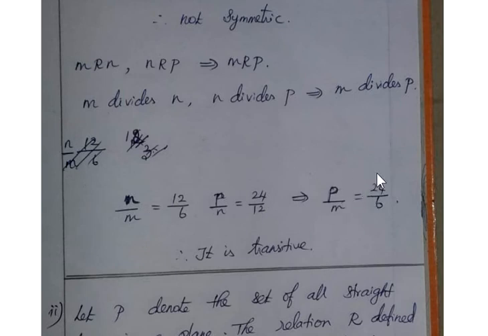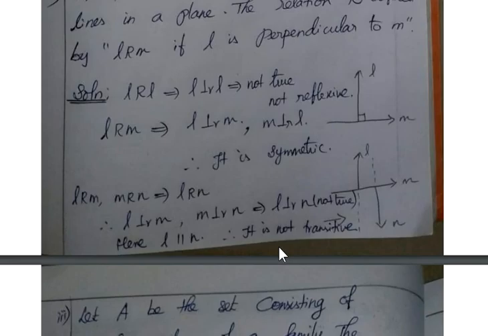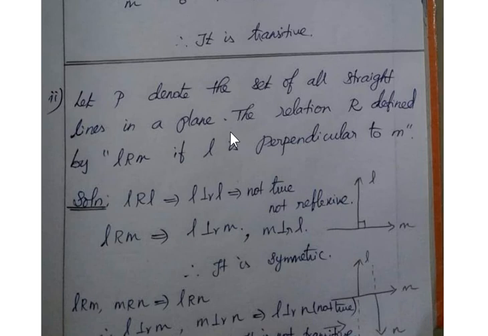So this one is satisfied. 12 by 6 is possible because the number 6 divides 12. The same way the number 12 divides 24, as well as the number 6 also divides 24. Therefore it is transitive. So the second subdivision: let P denote the set of all straight lines in a plane.